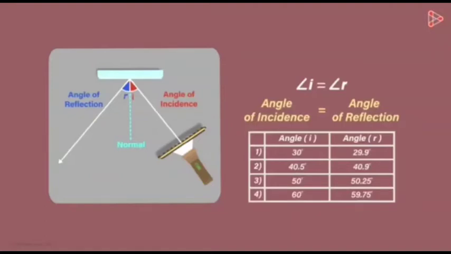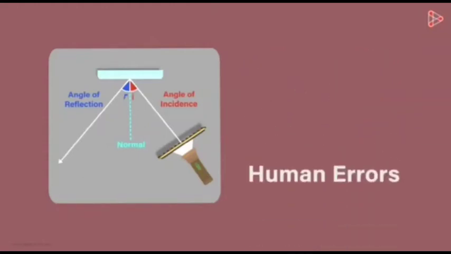Do you notice anything strange here? The first law tells us that angle of incidence is equal to angle of reflection and not approximately equal. Why am I using the word approximately? Well, there are chances of errors that may come about during measurements of things. We can refer to them as human errors.